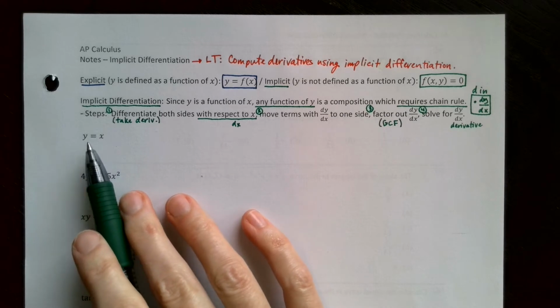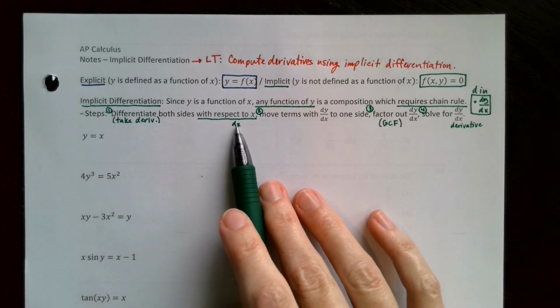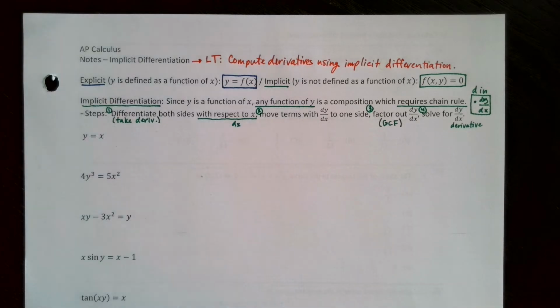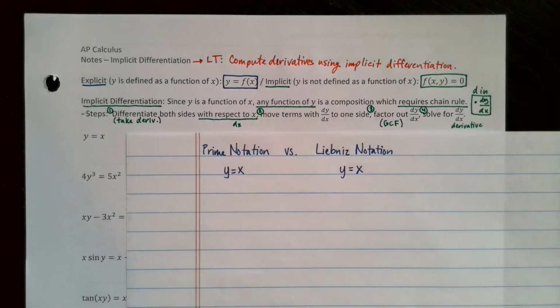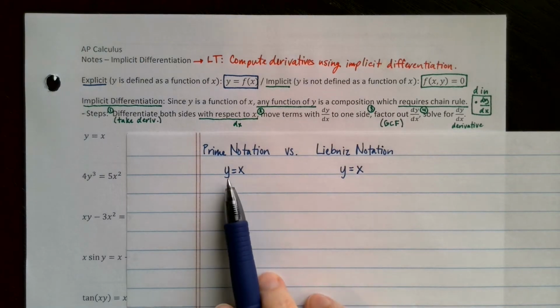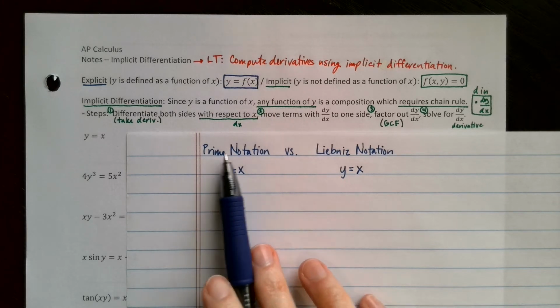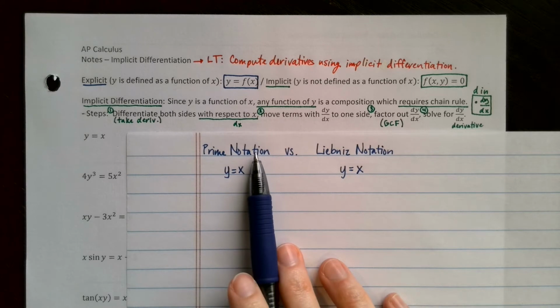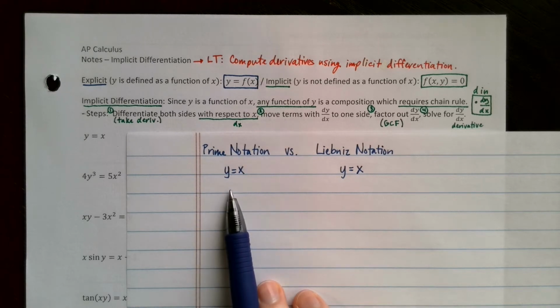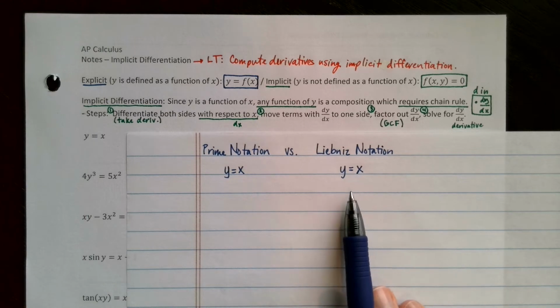I'd like to start with a really basic example to show you what's happening with this respect to x idea. I decided to use line paper because I want to clearly explain this example, which I know looks like a very simple example, but I'd like to compare what it looks like when you solve for the derivative in prime notation, which is what we've been primarily using this year so far, versus Leibniz notation, which is what we're going to use for implicit differentiation.